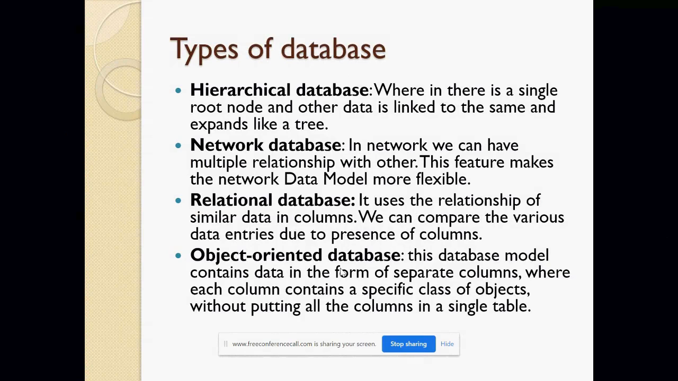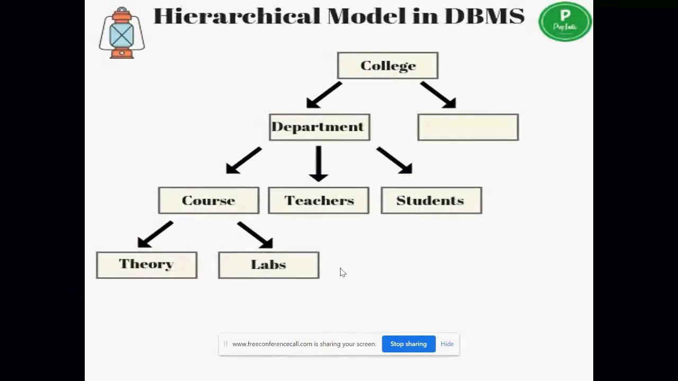In a hierarchical database, there is a single root node, and the other data linked to that root node are expanding like a tree. Means there is a root node and the linked data are going in branches downwards. We will see the figure. This is the hierarchical model of database. For example, there is a college and there are several departments, bio department, chemistry department, other departments. In each and every department, there are courses.